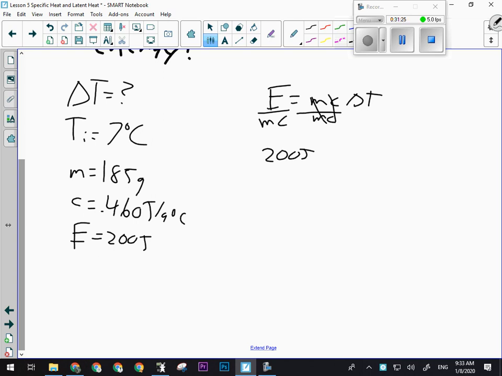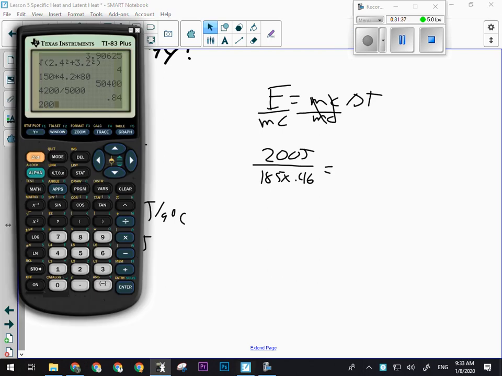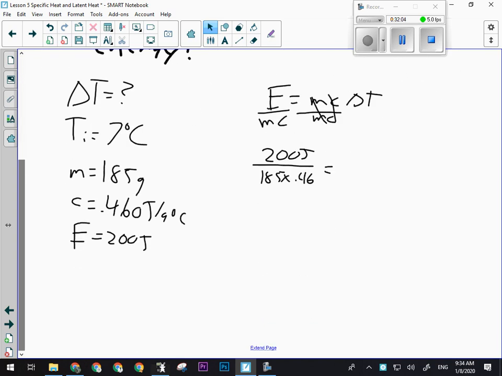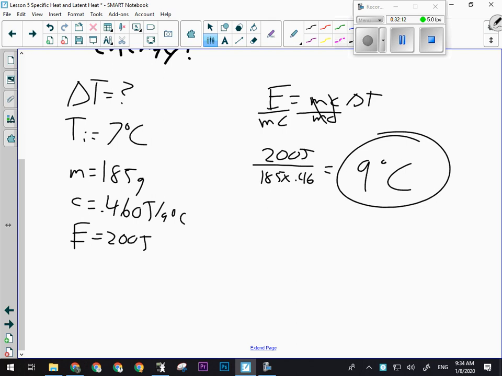So we're going to have 200 joules divided by 185 times 0.46. We're looking at a temperature change of 2.35 degrees. I'm looking for the final temperature, and I know the initial temperature is 7, so my final temperature is going to be 9.4. I think I only have 2 significant figures there, or do I have 3? I have 1, so 9 degrees Celsius would be my final temperature on this one. That's as tricky as they get, because you have to do one extra little mental calculation afterwards.